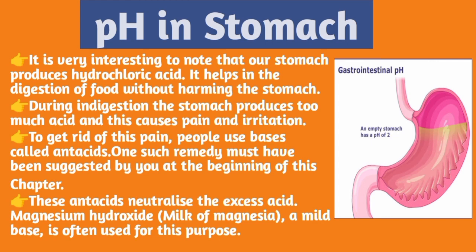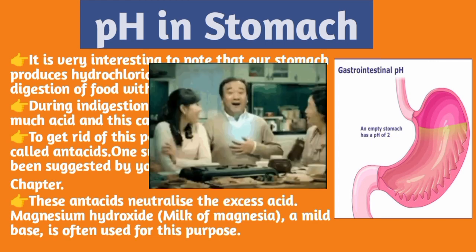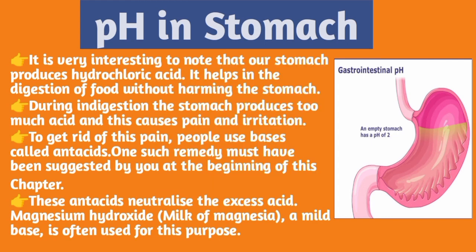For example, magnesium hydroxide, that is called milk of magnesia, is a mild base often used for this purpose. So here also, milk of magnesia or magnesium hydroxide neutralizes the hydrochloric acid produced in our stomach. So this is also the importance of pH in our stomach.